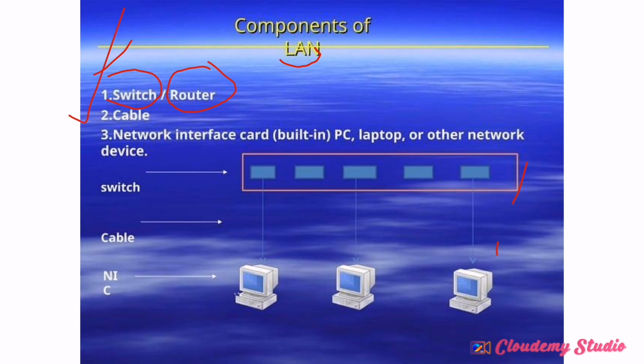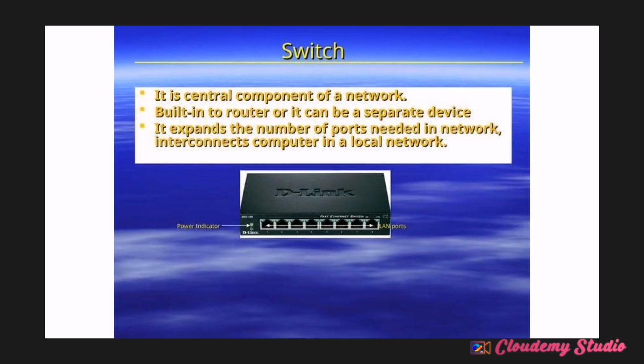Then number two, cable. We have Cat6 cable, fiber cables, and USB cables. Okay? Number three, network interface card, built into the PC, laptop, or other network device. So switch, cable, and network interface card are the components of the LAN, local area network. In order to come up with a local area network, these are the components that are required. Okay, let's proceed. So, the switch.